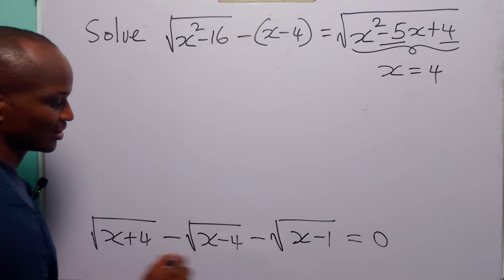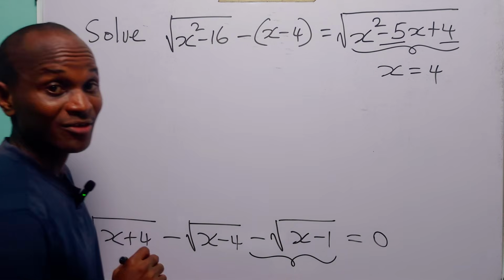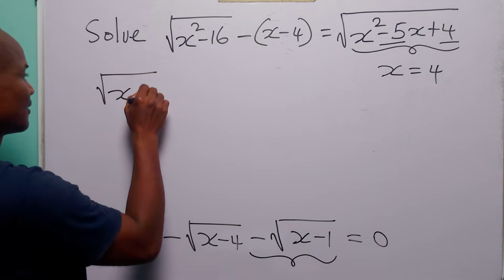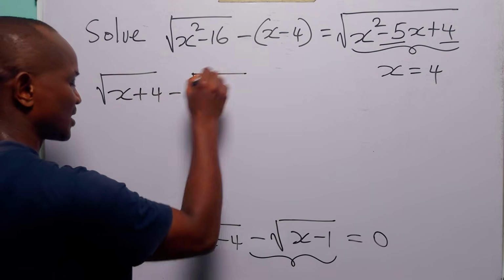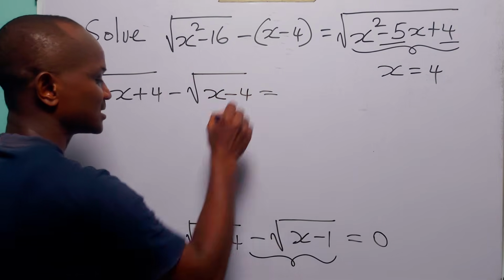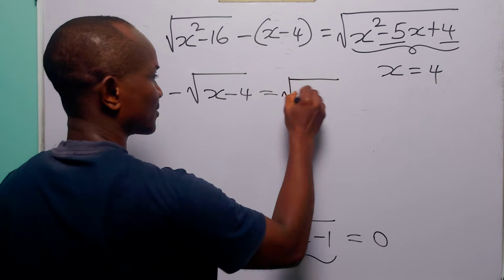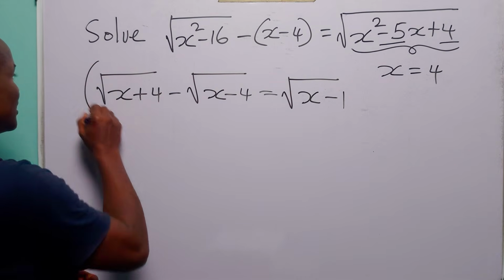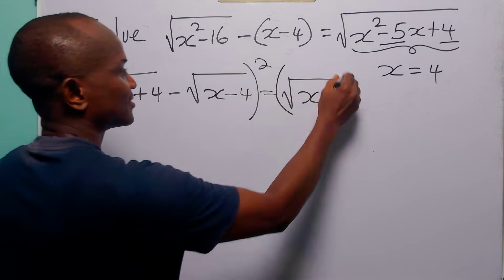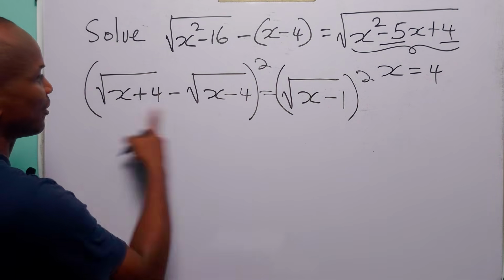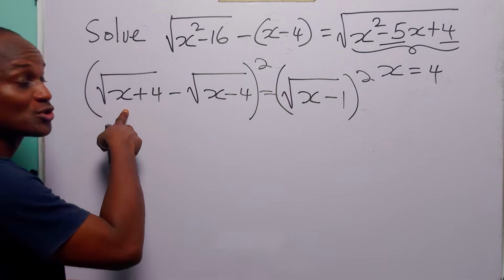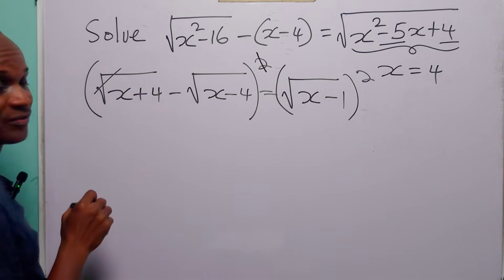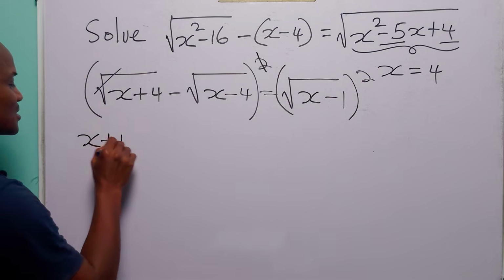Now to solve this equation, let us move this term over to the right hand side. When we do that, we have that the square root of x plus 4 minus the square root of x minus 4 is equal to the square root of x minus 1. Now the next thing we are going to do is to square both sides of this equation. Now on the left hand side we have the square root of x plus 4 squared. Of course, this is going to take care of that, leaving us with x plus 4.